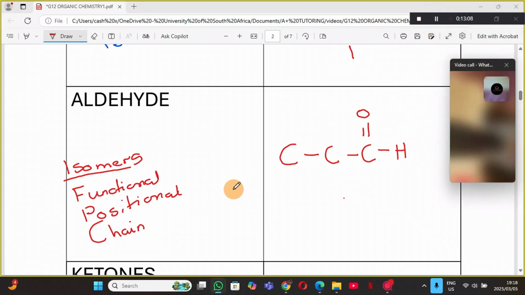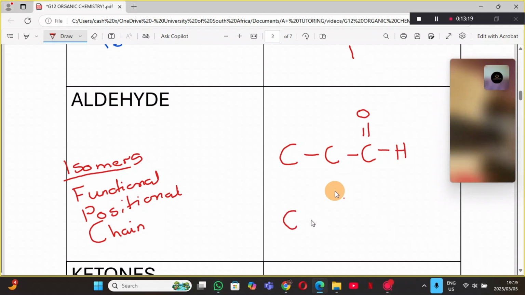Right? So, like you mentioned, if we are to put this O here, will it still be an aldehyde? Now, if we were to move that O and put it here, it's no longer an aldehyde. It has the same number of C's and the same number of H's. This one has how many C's? 1, 2, 3 C's, right? So we have 3 C's.